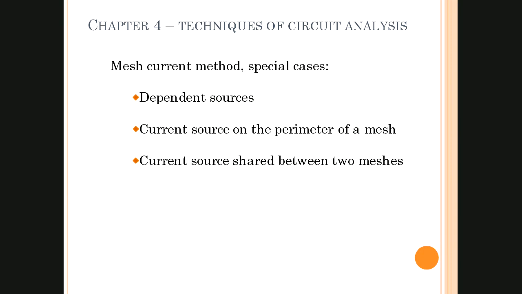Okay, now we're going to do one special case here, which is dependent sources. And once I'm done here, I'm going to let you get to your lab. So mesh current method, special cases. This is when we have dependent sources. So far we've only been talking about independent sources where nothing's affecting them, but this one actually depends on another element in the circuit. And current sources on the perimeter of a mesh. So we're going to have a current source on the perimeter and current sources shared between 2 meshes.